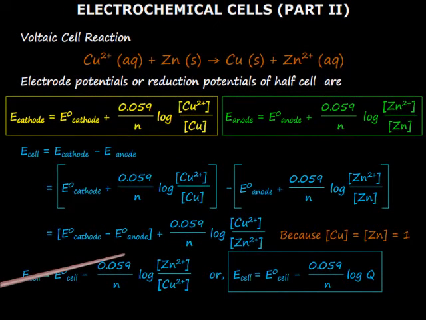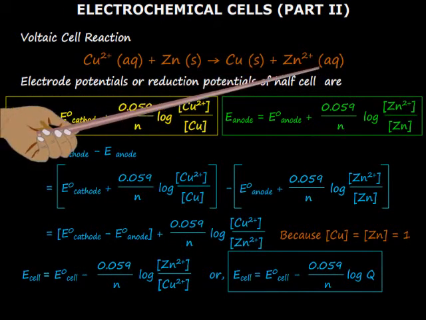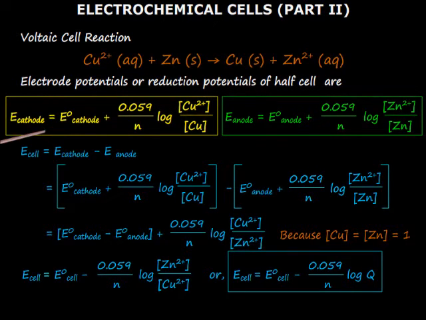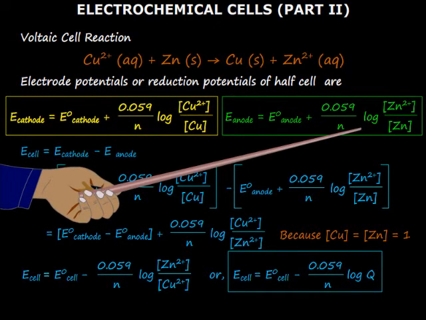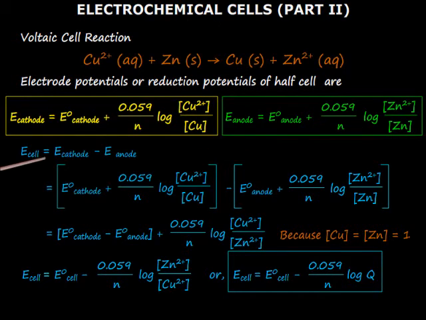Now we know that for Voltaic cell, the cell reaction is this. Reduction potentials are like this. Substituting these electrode potentials in this equation, we get the cell potential, which is called the Nernst equation for an electrochemical cell.